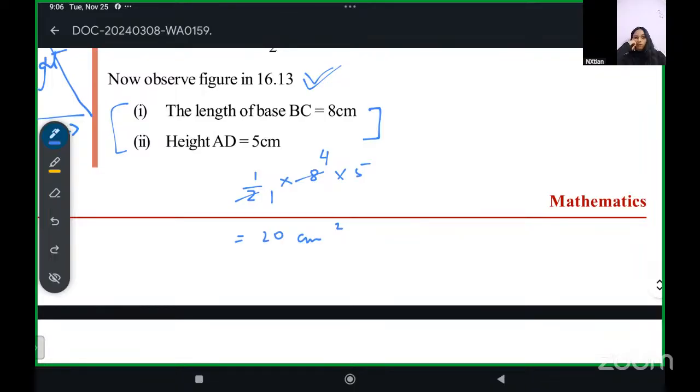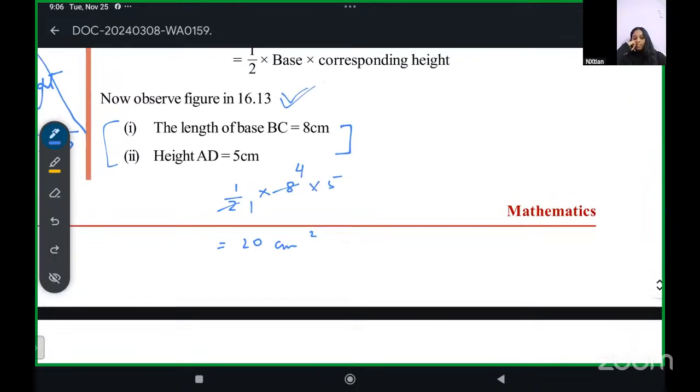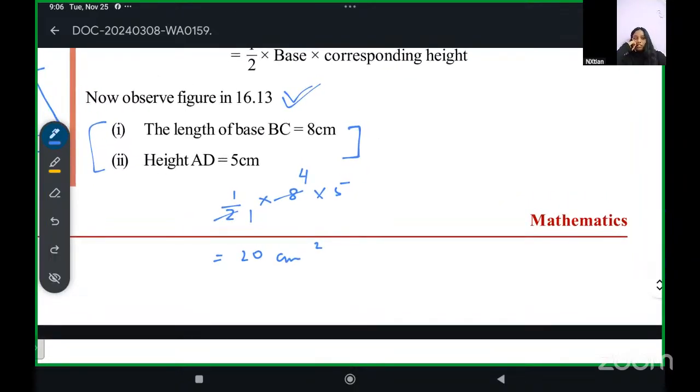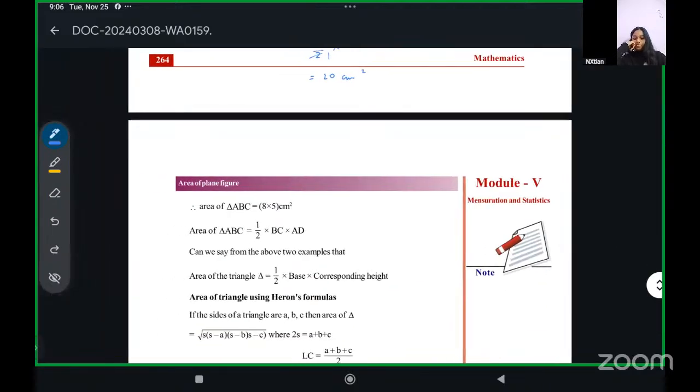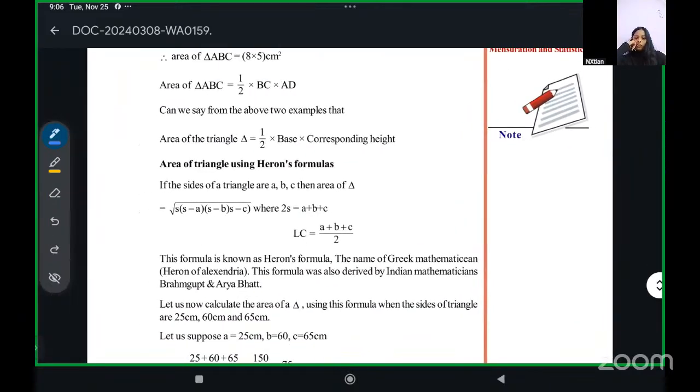Yes, ma'am, the answer is 20. That's correct, Abraham. Okay. Next we will check out Heron's formula.